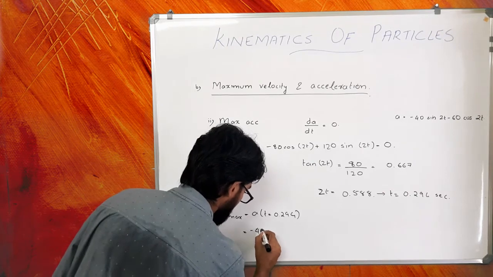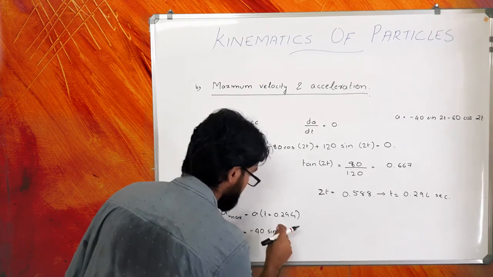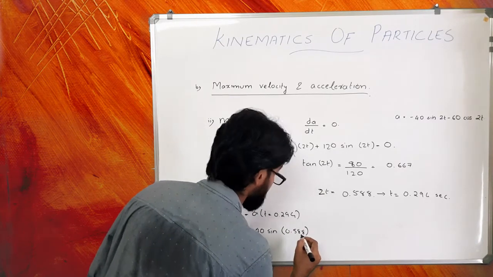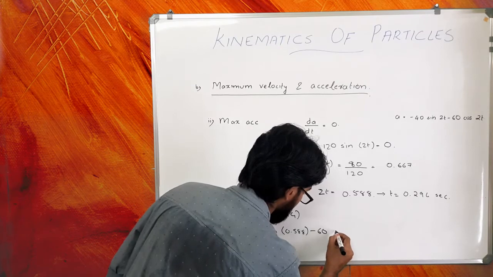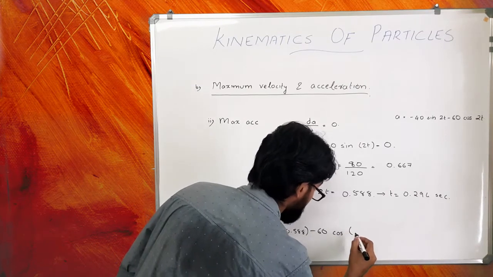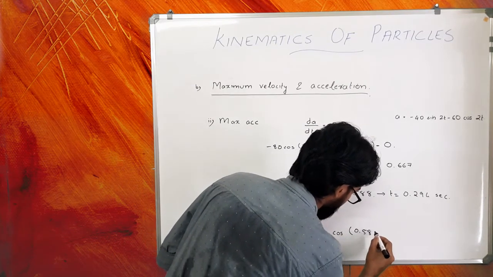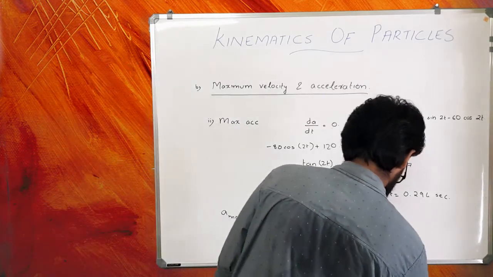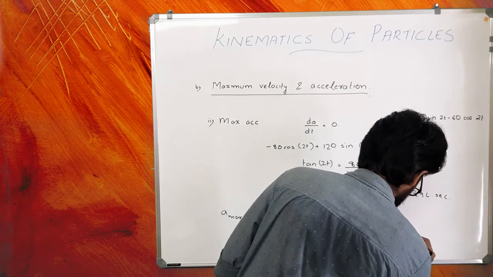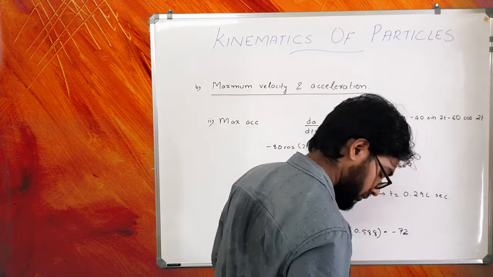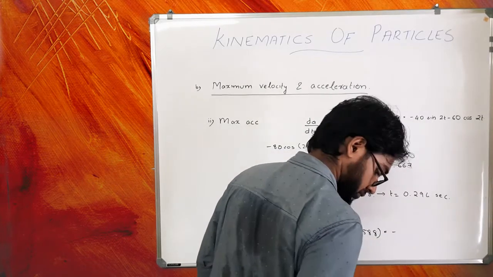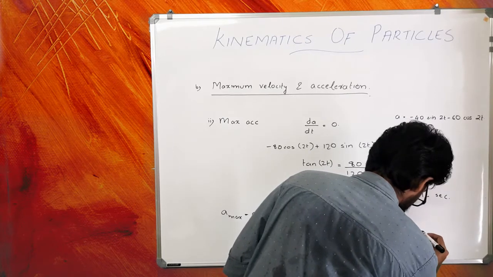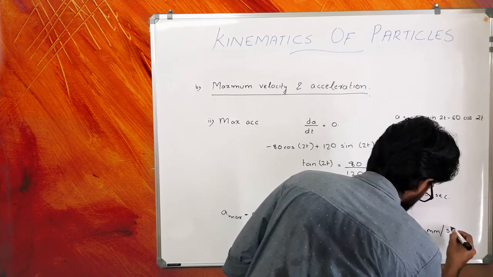minus 40 sine 2 into 0.294, which will be 0.588, minus 60 cos 0.588, which will give you an answer of minus 72.11 millimeter per second square.